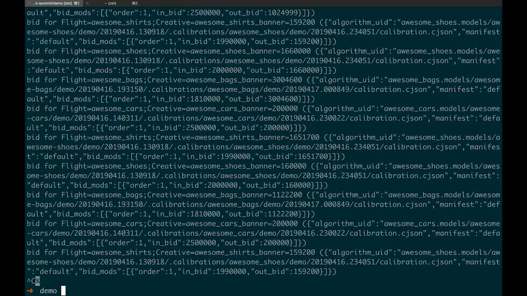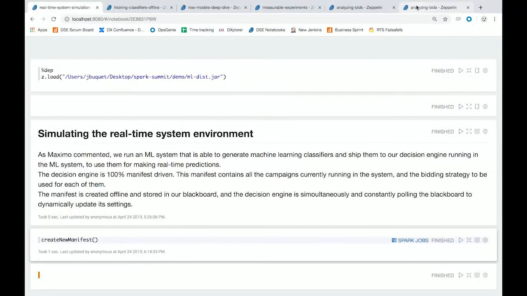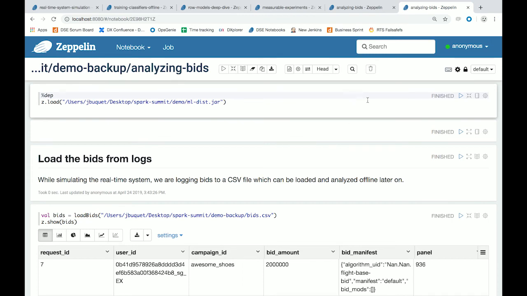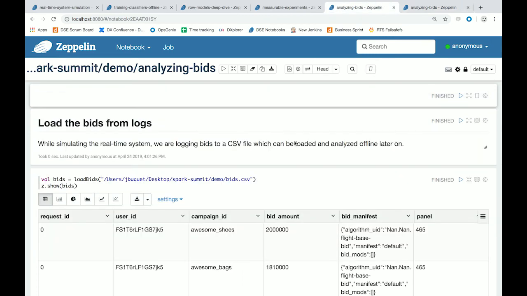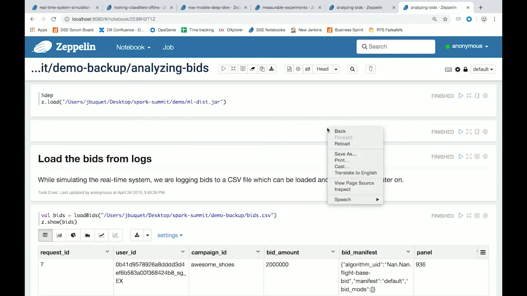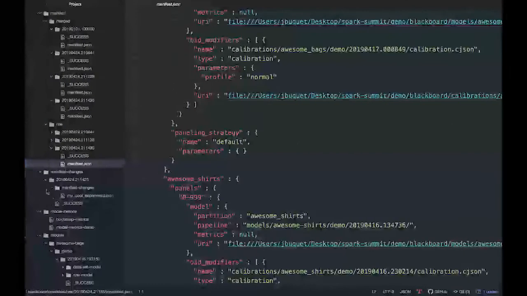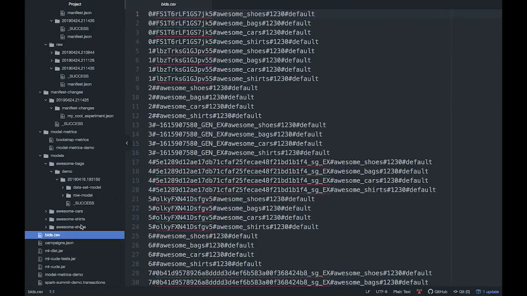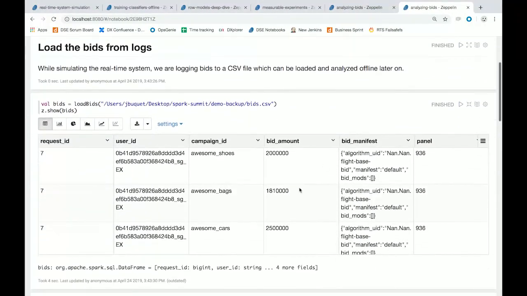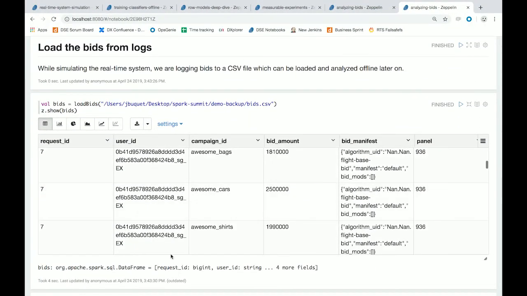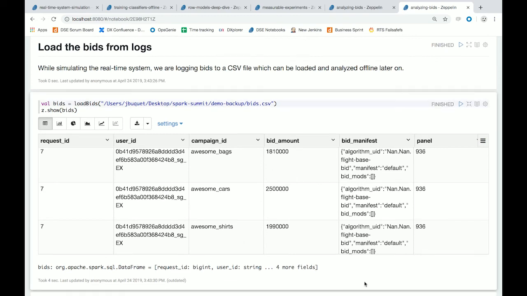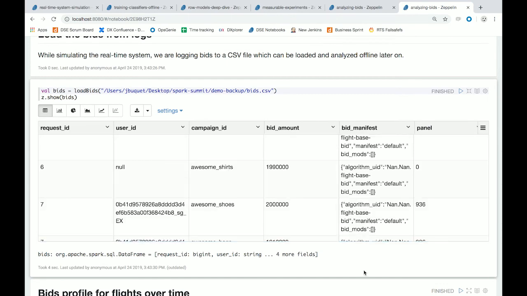Okay, so last thing I want to show you, let me kill this process, the real-time decision engine, is how to analyze the bids. And I'm sorry I had pre-run this because I was hitting some weird issue when trying to load the CSV. So I was logging our bids, same as we do in production, into a CSV file, this one here, bids.csv. And if I load that, you can see that we have the request ID, how much we bid, what approach we took to bidding, and the panel to which the bid request belonged.